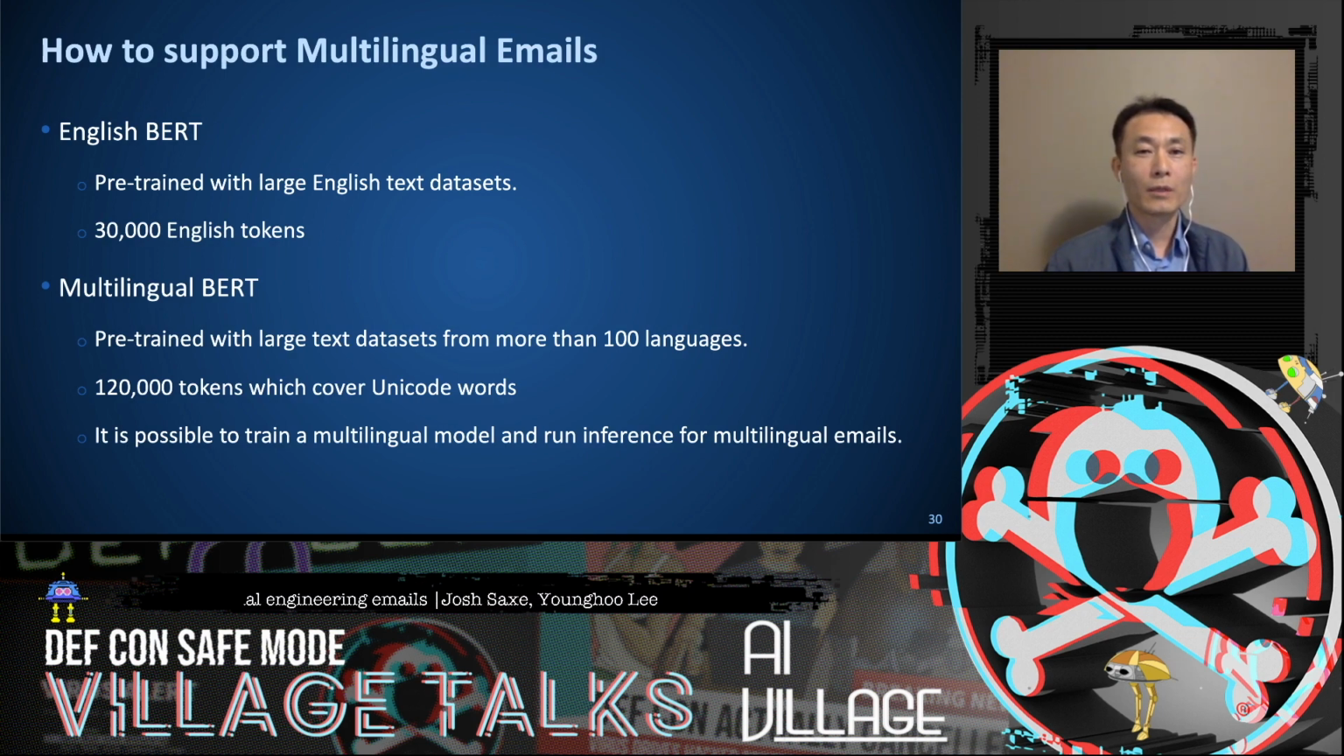How can we support multilingual emails? The solution is BERT comes with two versions, English and multilingual BERT. The English version was pre-trained with large English text data sets including Wikipedia and has 30,000 English tokens. The multilingual version was pre-trained with large text data sets from more than 100 languages, and this version has 4 times larger vocabulary size, which will cover many Unicode characters and Unicode words. So we fine-tuned a multilingual BERT for our multilingual emails.